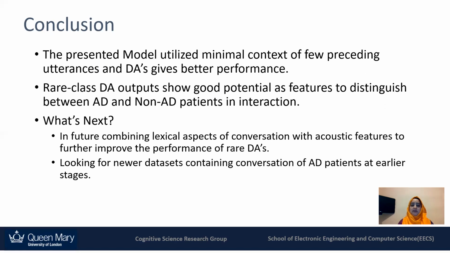And in the future, we are aiming to further improve the accuracy of these classes by combining lexical aspects of conversation with acoustic features. We are also looking for newer datasets containing conversations of AD patients at earlier stages, as this dataset contains data of patients at their moderate stages. Although this has a drawback, it still contains conversation that is less structured and contains a free conversation style rather than more formulaic tasks like those in the DementiaBank data, such as picture description based on specific tasks.